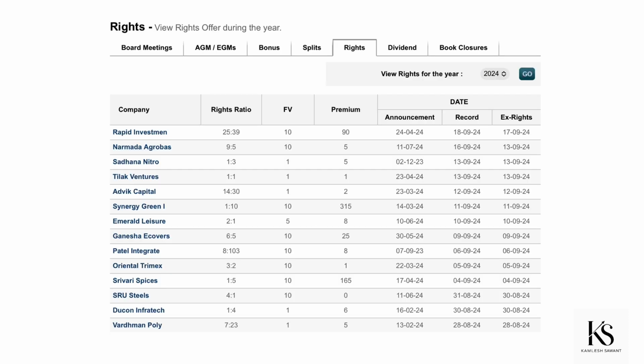Now we will see recently declared rights issues. Rapid Investment has declared right issue. Rights ratio is 25:39. It was announced on 24th April 2024. Ex-right date is 17 September 2024. Advik Capital has declared right issues. Right ratio is 14:30. It was announced on 23rd March 2024. Ex-rights date is 12 September 2024. Shrivari Spices has declared rights issue. Rights ratio is 1:5. It was announced on 17th April 2024. Ex-rights date is 4th September 2024.